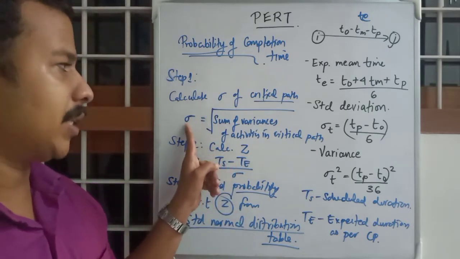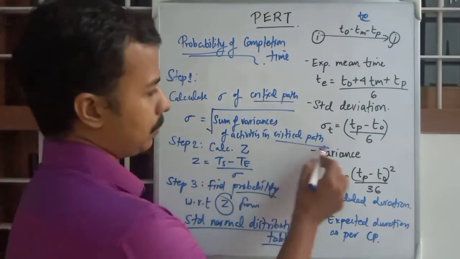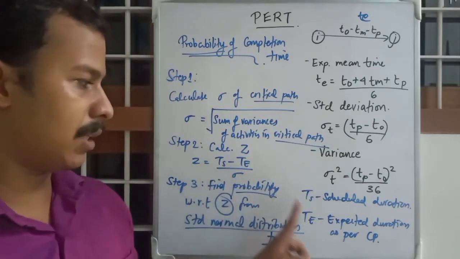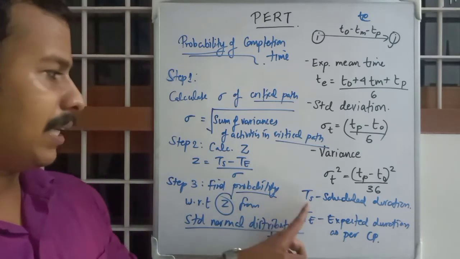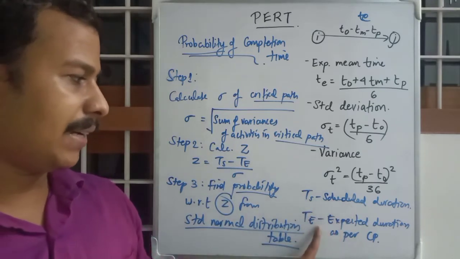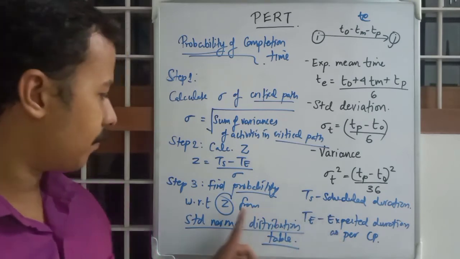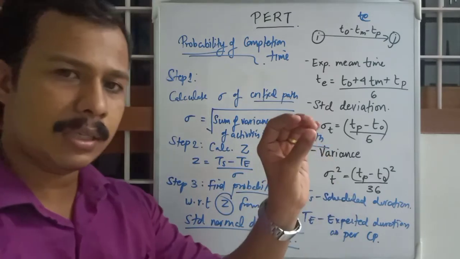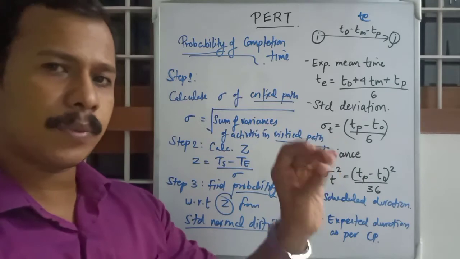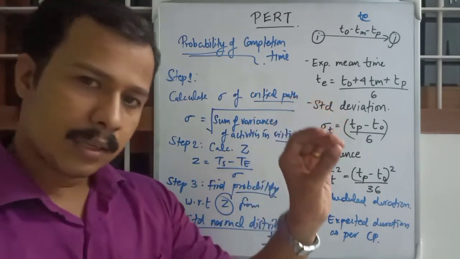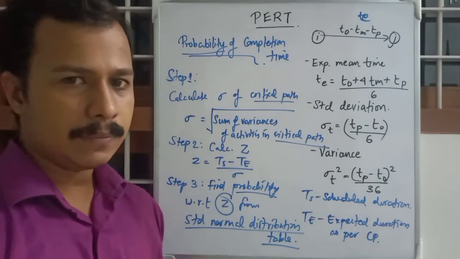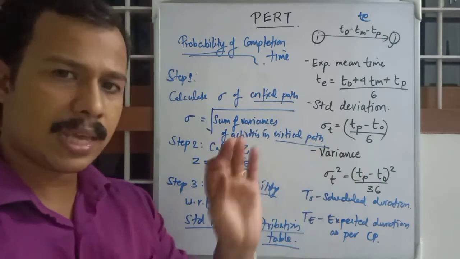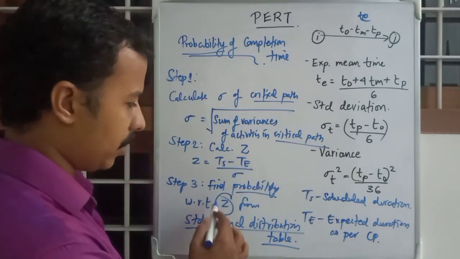You have to calculate sigma of the critical path, then calculate Z using Ts minus Te divided by sigma, where Ts is the scheduled duration and Te is the expected duration, and then you just take the corresponding probability value. It will be a decimal value, less than 1 obviously. The probability value from this table will be given to you already. You don't have to memorize any of those things. You just take out the probability value corresponding to this Z value.